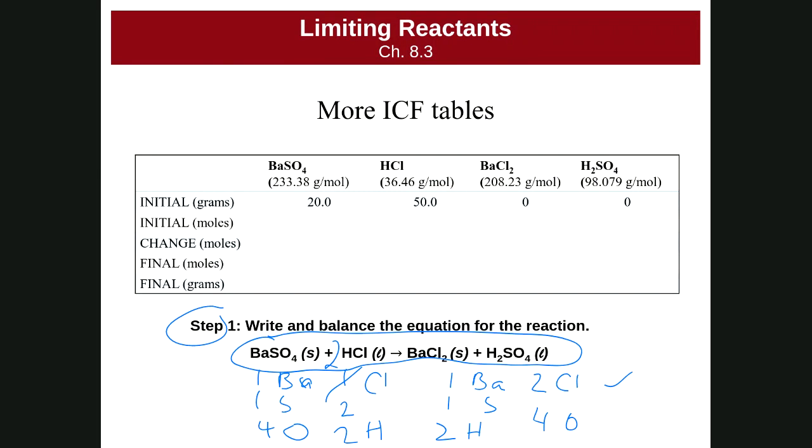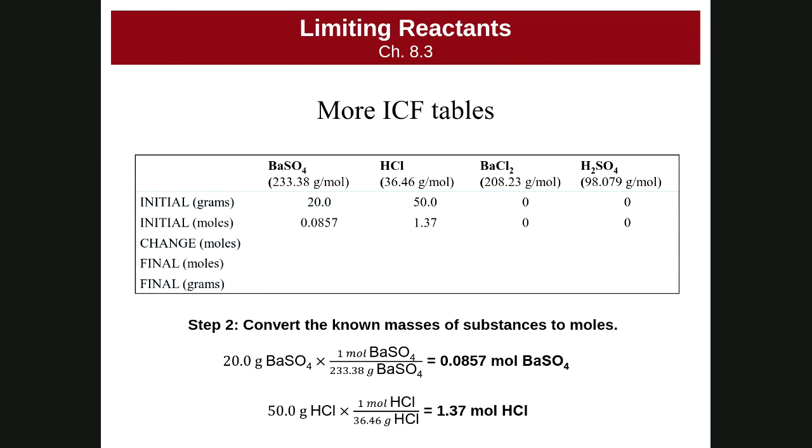So we filled out our initial row with what was given in the question. And now we can convert the known masses of substances to moles. So we started with 20 grams of barium sulfate, and we divide by the molar mass. I apologize. When we divide by the molar mass, that inverts our units, so we can cancel out grams and end up with 0.0857 moles of barium sulfate. And that's what we put in our initial moles row of our ICF table.